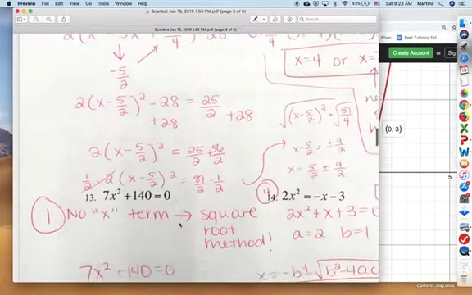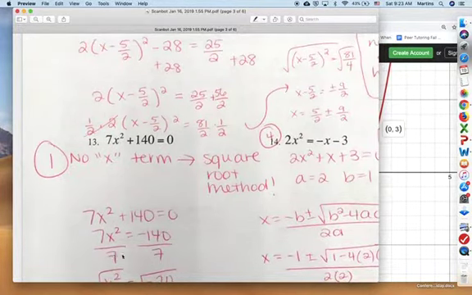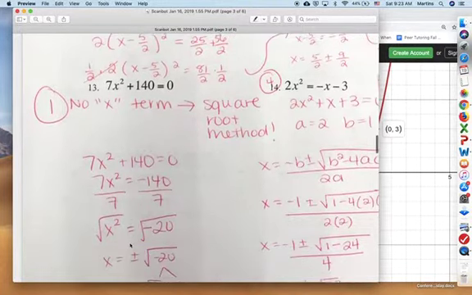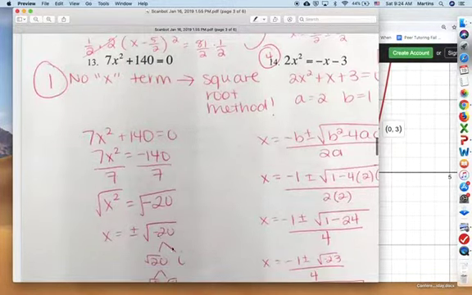So subtract 140, subtract 140, we get 7x squared equals negative 140. Let's divide by that coefficient of 7. Okay, we're using reverse PEMDAS. And then we get x squared equals negative 20. Well, to get x all by itself, we just undo the squaring with a square root symbol on both sides. But remember, that introduces a plus or minus. So we're going to have the square root of negative 20. I'm going to just pull out that square root of negative 1 and write it as i.